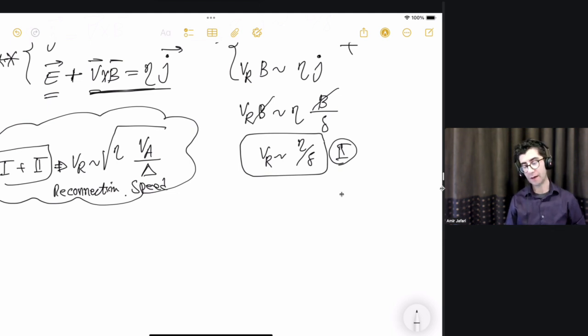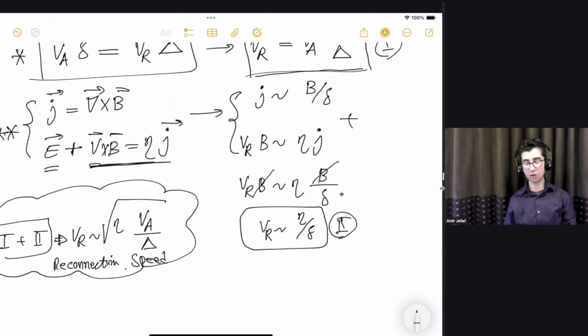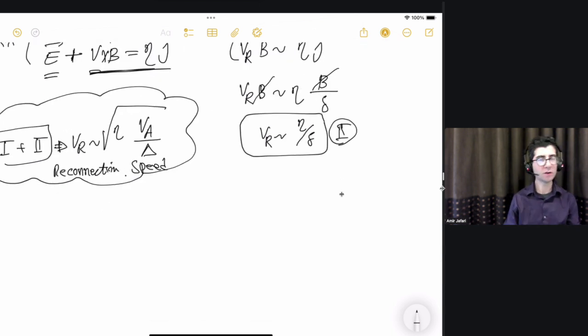But the problem, by the way, this model, I didn't write the exact equation. It wasn't a rigorous calculation, but overall, it's a physical model. I didn't want to actually delve into mathematical details. It is what it is. This is what you get for the reconnection speed overall.